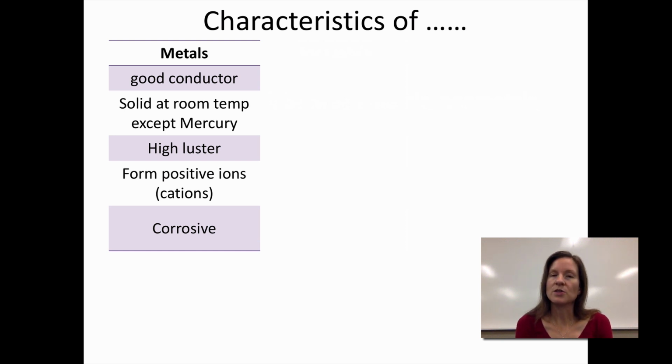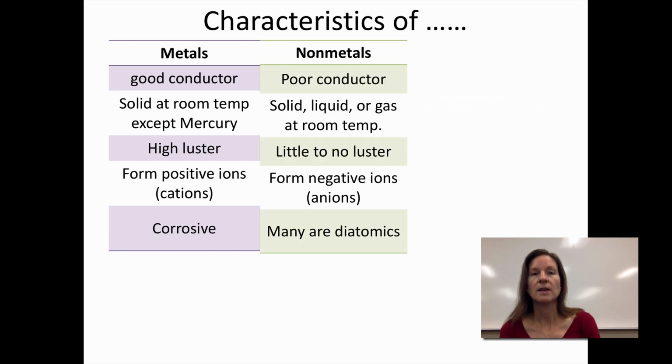This is probably something that's new. When metals form ions, they tend to form positive ions. And then metals also are very corrosive.